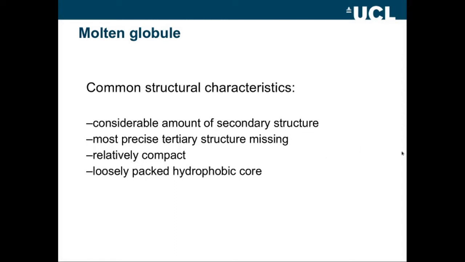Now, there is this concept of a molten globule. These have common structural characteristics. They have a considerable amount of secondary structure. However, most of the precise tertiary structure is missing. They tend to be relatively compact, and they have a loosely packed hydrophobic core.